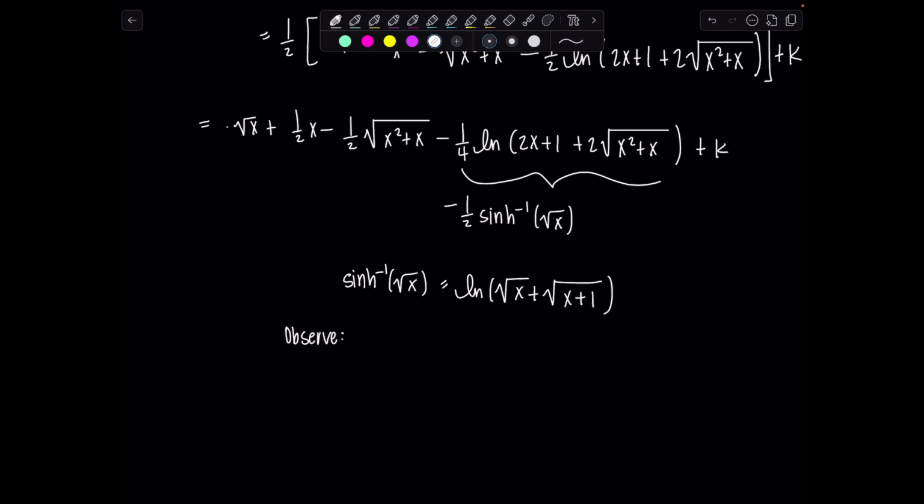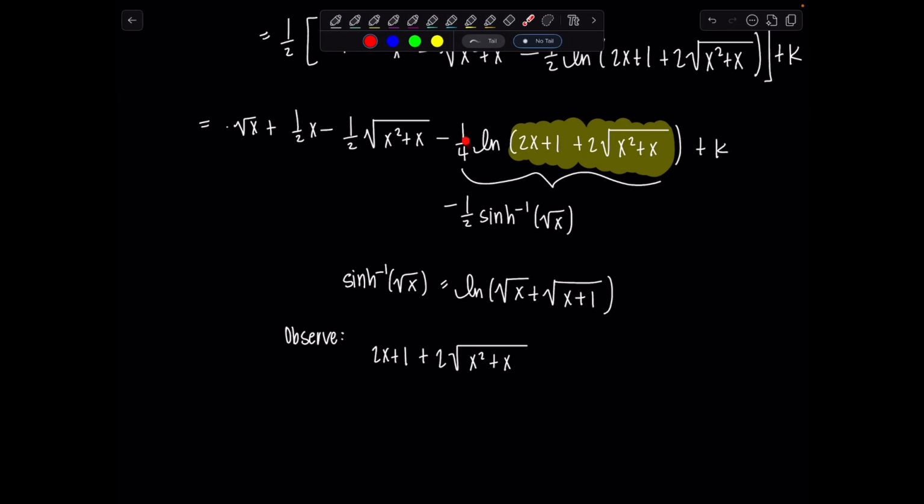Observe. We have in the argument, I suspected something could be done here. We have 2x plus 1 plus 2 rad x squared plus x. I knew the goal was to somehow make this some quantity squared. That way I could use my properties of logarithms, bring the 2 in the front, and then that 1/4 would become a 1/2 exactly. So I knew this is somehow a perfect square trinomial. Can I play around with it? So let's write this as x plus 1 plus, if I factor out a rad x, this is 2 rad x plus 1, right? Okay, good.